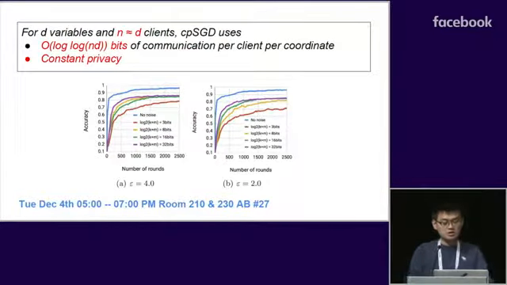So our main result in this paper states that for d variables and n clients, where n is close to d, the proposed algorithm achieves log(nd) bits of communication per client per coordinate with constant privacy. And we have verified the result with experiments.